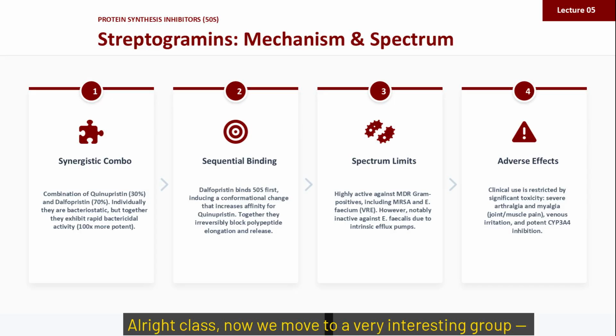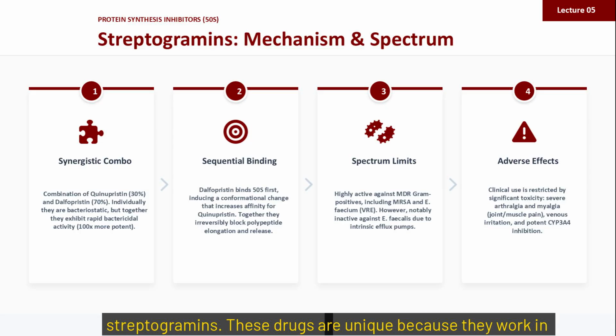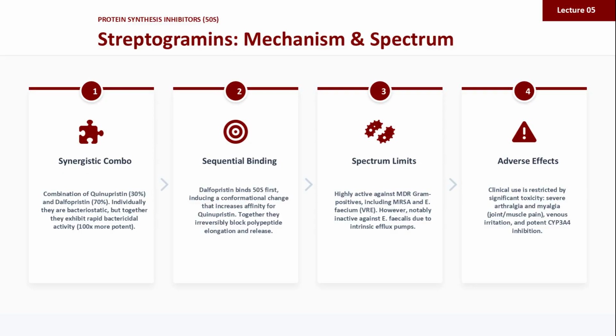Alright class, now we move to a very interesting group, streptogramins. These drugs are unique because they work in combination, and their strength comes from this synergy. First understand the concept of synergistic combination. Streptogramins are usually given as a combination of quinupristin, 30%, and dalfopristin, 70%. Individually, they are only bacteriostatic, meaning they just stop bacterial growth. But when combined, they become bactericidal, meaning they can actually kill bacteria. This is very important clinically.